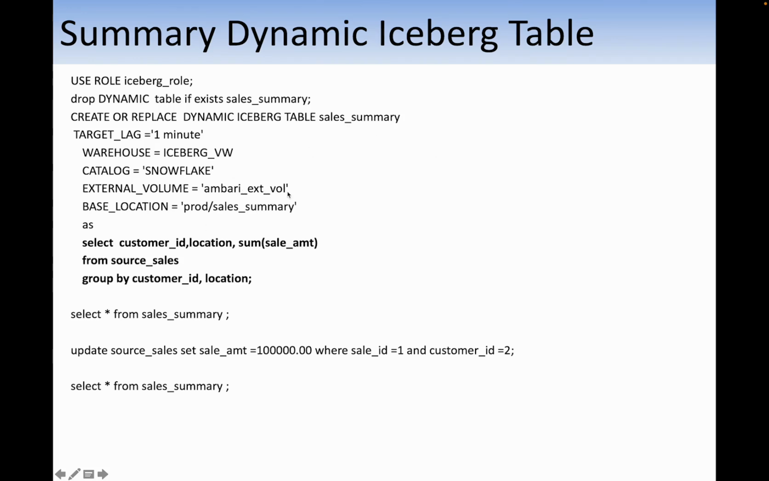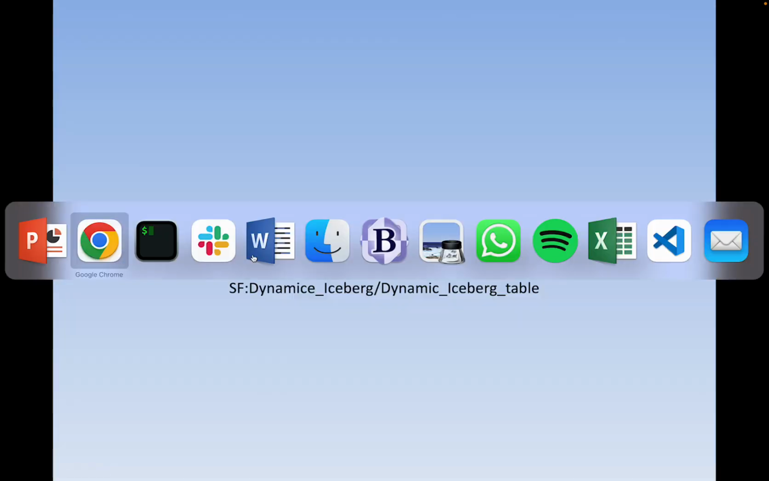Here I'm summarizing by customer and location, and we want the total amount by customer by location. Location here is state. So every time you update, for example, when a sales amount is updated, inserted, or deleted, your customer summary will be automatically reflected. Okay, let's do the demo.